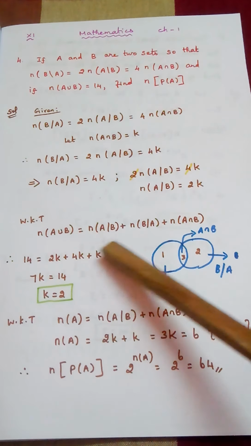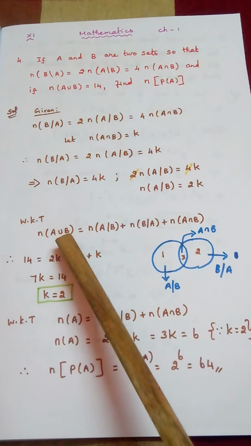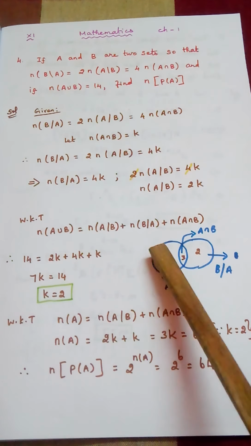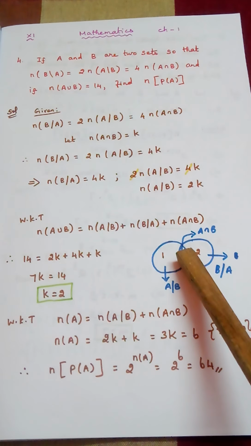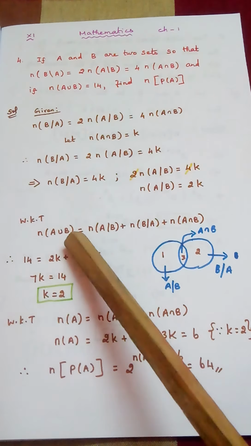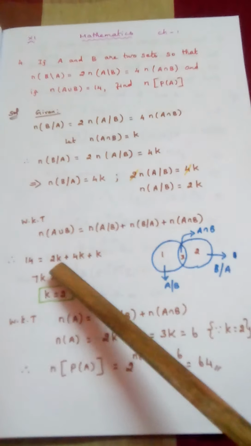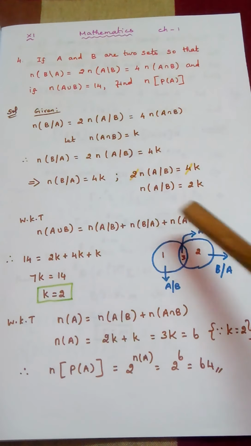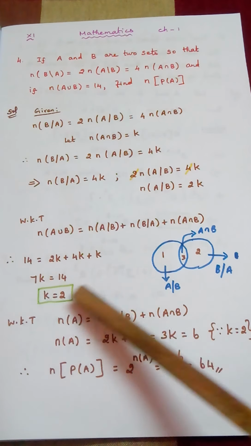We are writing the formula for n of a union b. This formula we are writing using the diagram. N of a union b can be written as n of a difference b plus n of b difference a plus n of a intersection b. N of a union b value is given in the question. It is 14. So 14 is equal to n of a difference b 2k, n of b difference a 4k, n of a intersection b is k. So 7k. From that we are getting k value.